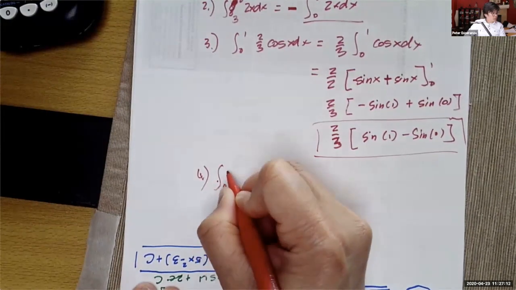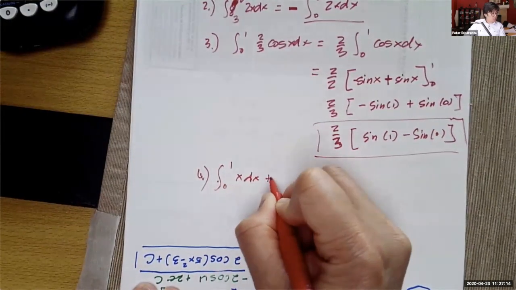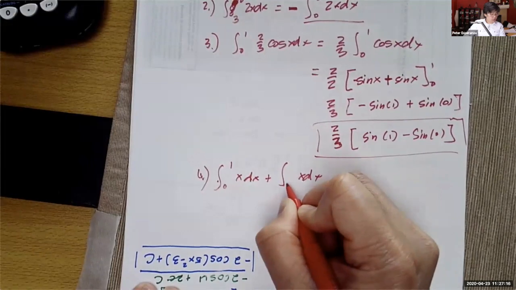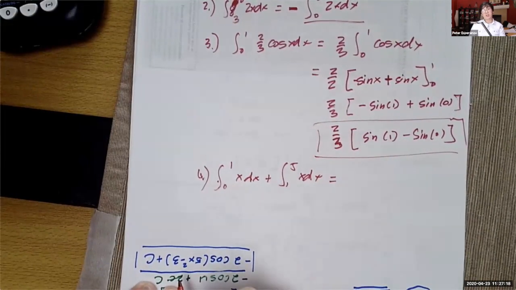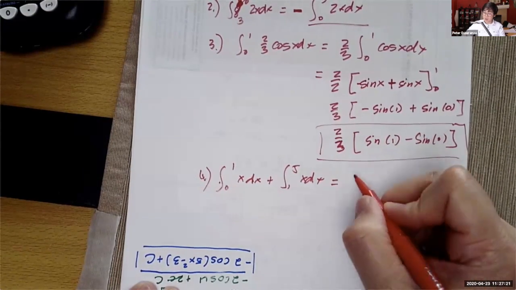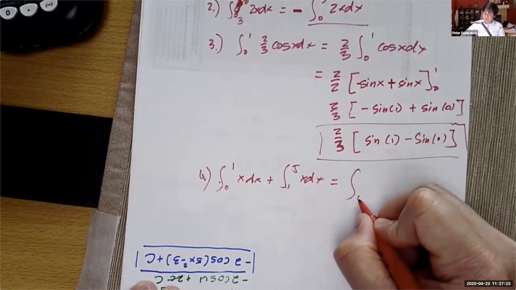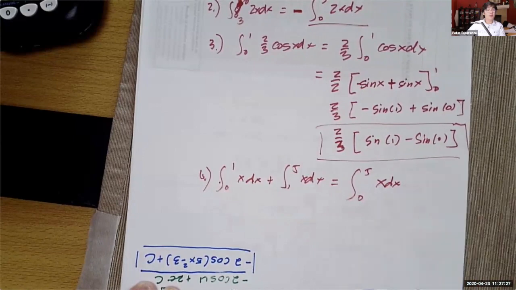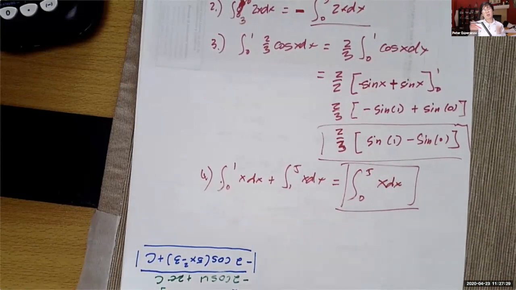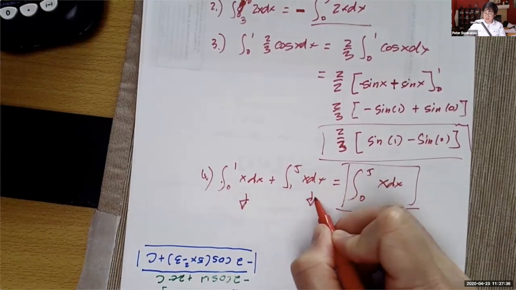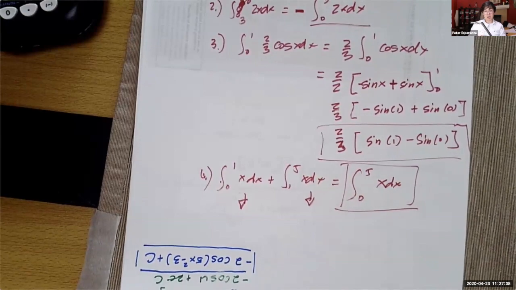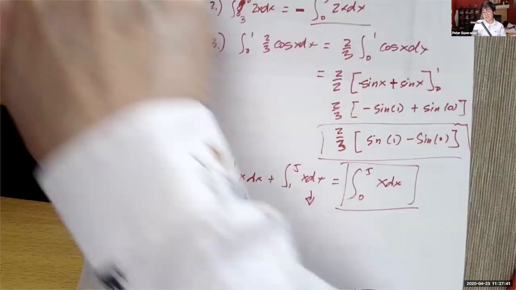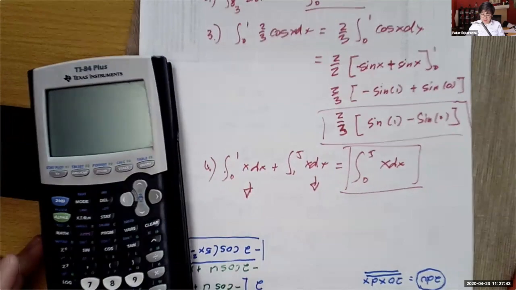The given is the integral from 0 to 1 of x dx plus the integral of x dx from 1 to 5. So before you evaluate this, simplify it using the property, because this is just 0 up until 5 of the function x dx. That's all I want you to work out, because if you evaluated this and you evaluated that, and if you add them up, it's just going to be the same value as this. And if you don't want to believe me, let's use technology.